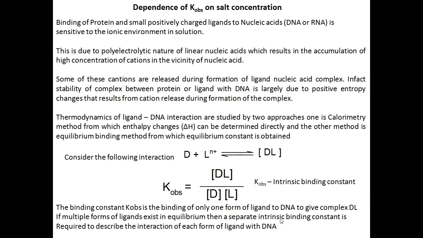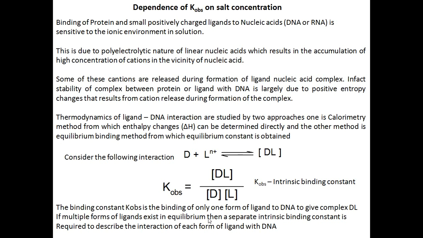The binding constant K_obs is for the binding of only one form of ligand to the DNA to give a DL complex. That is, if the ligand is binding only in a groove binding mode, or let's say the ligand binds to the DNA only in an intercalative mode, this is called binding of ligand in one form. That is, one species of ligand binding to the DNA only in one form, either intercalative or groove binding, either major groove or minor. So only one form of ligand is binding to the DNA.